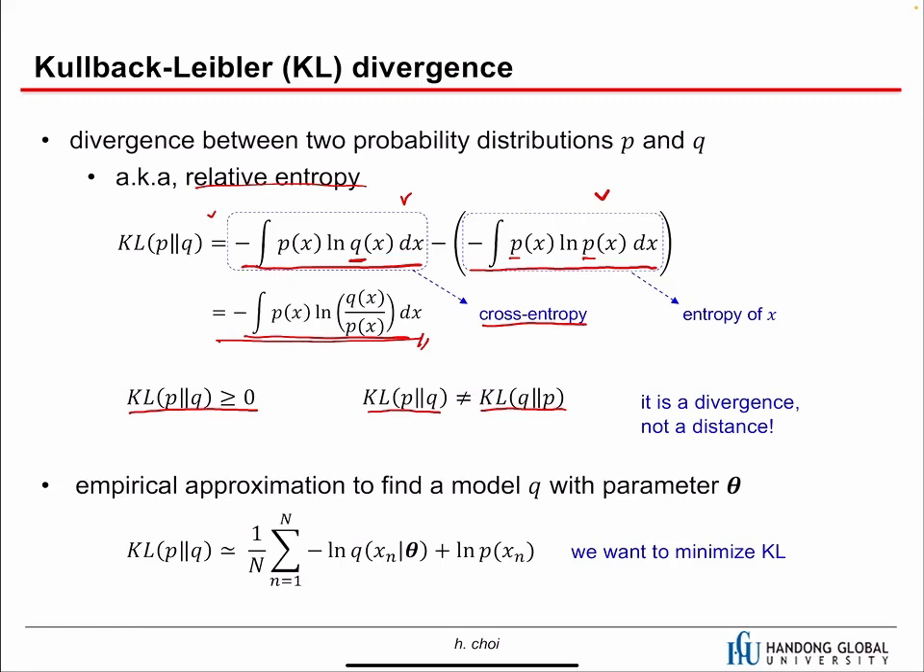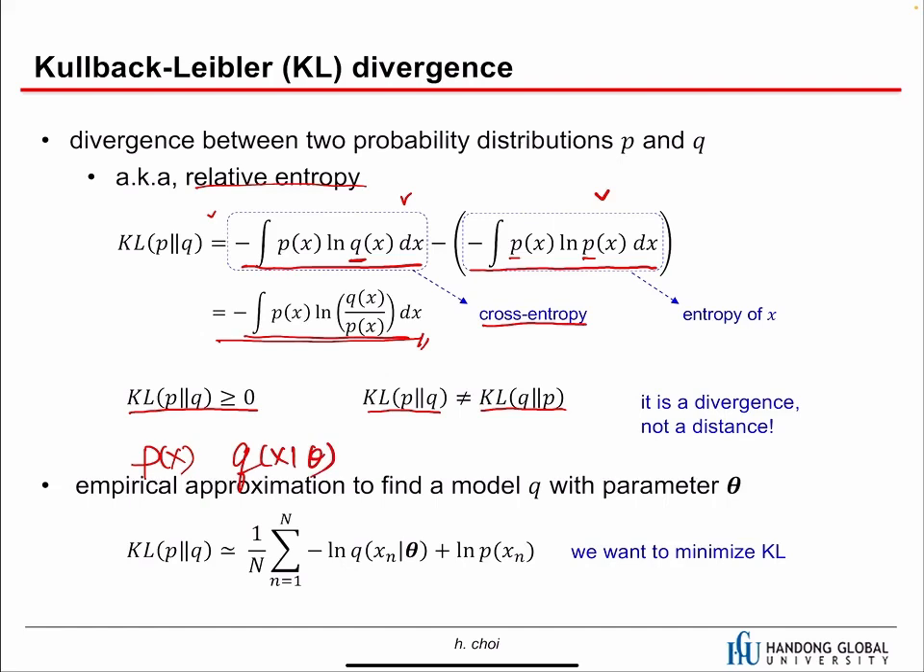Okay, now let's think about empirical approximation to find the model Q with parameter theta. So now we have a true distribution P, okay? And then we want to model P with Q, and Q has a parameter theta. So we have a true distribution P of X, and Q is a probability distribution with parameter theta.